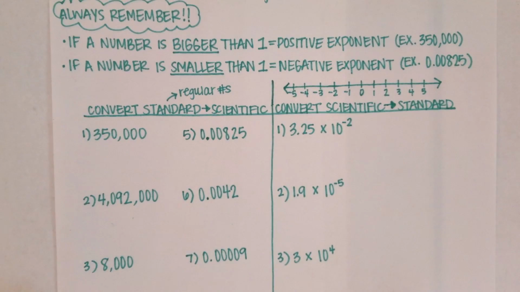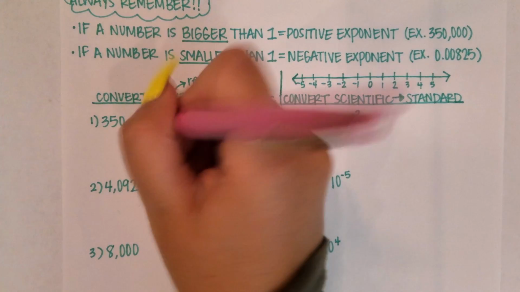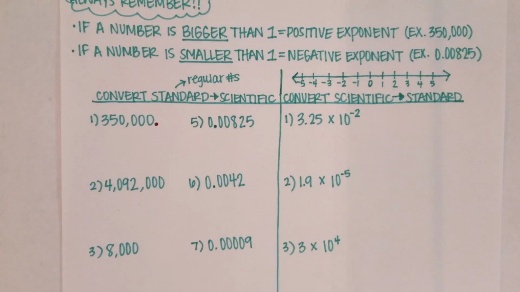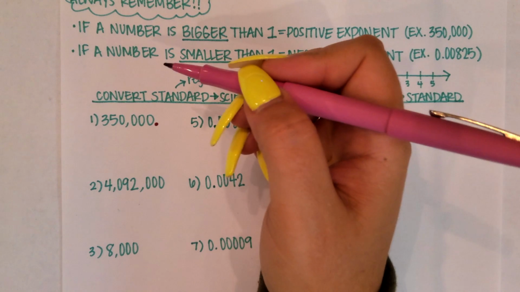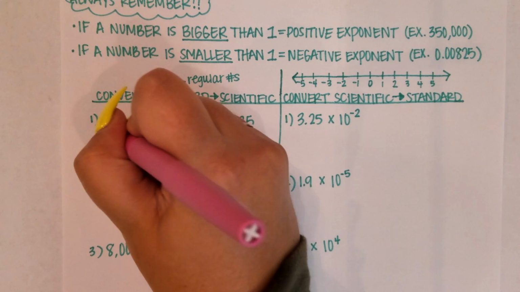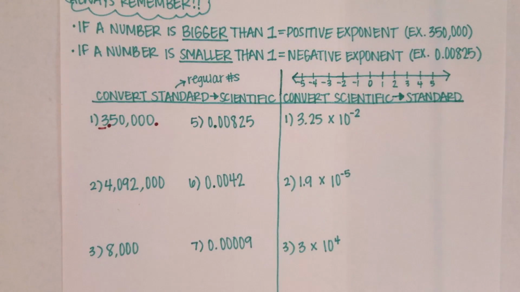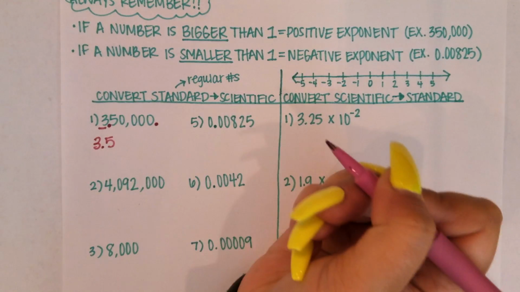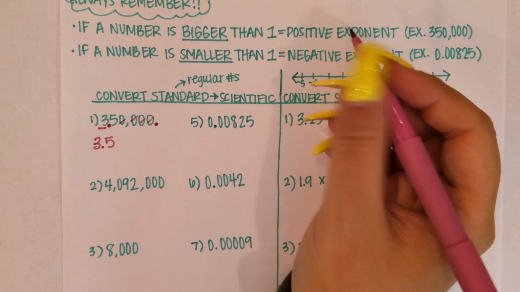So let's practice a few problems. Number 1 is 350,000. So if it doesn't have a decimal, the decimal is going to go at the back. And we only want one number to the left of the decimal. So right now we have 1, 2, 3, 4, 5, 6. We only want 1. So I'm going to move my decimal between the 3 and the 5. That way, I only have one number to the left that is not 0. So my new number is 3.5, and you can cross off trailing zeros, so zeros at the end.